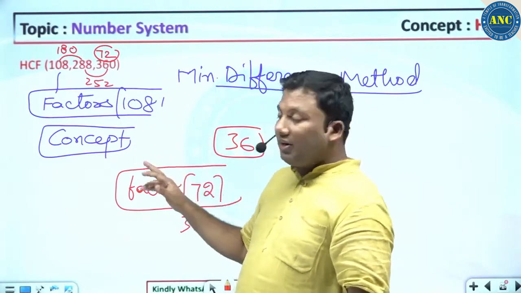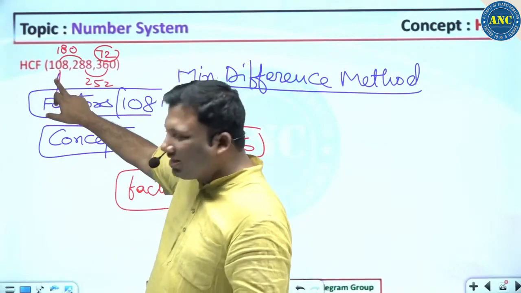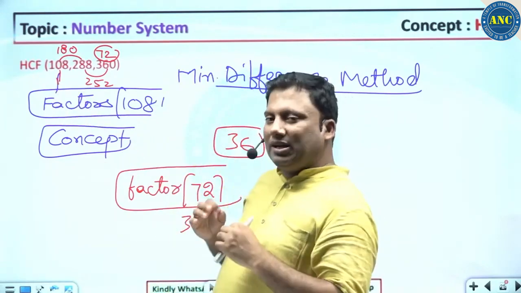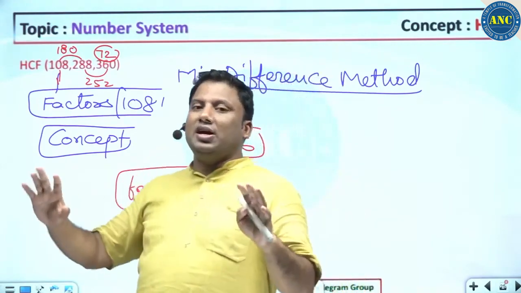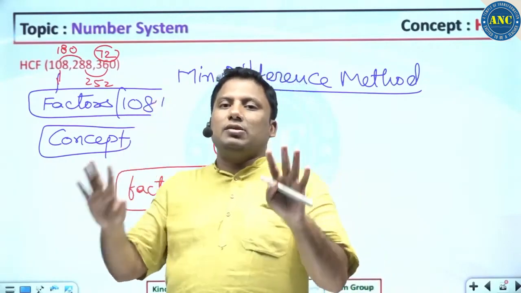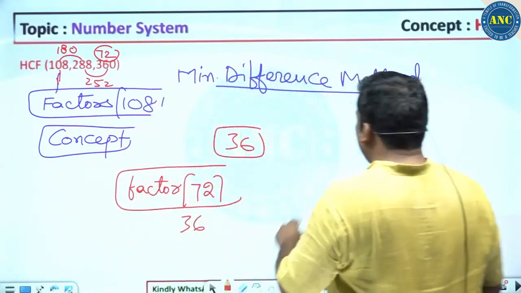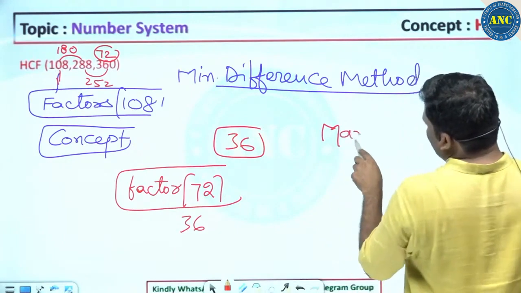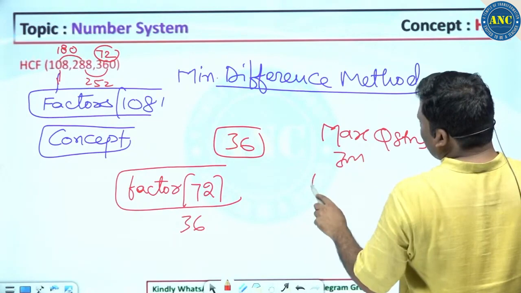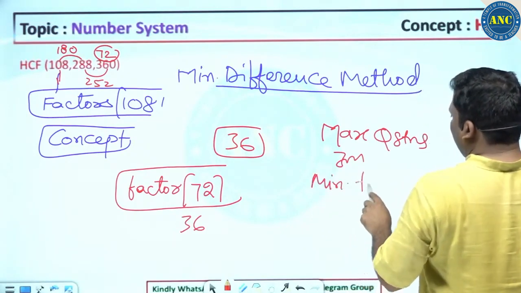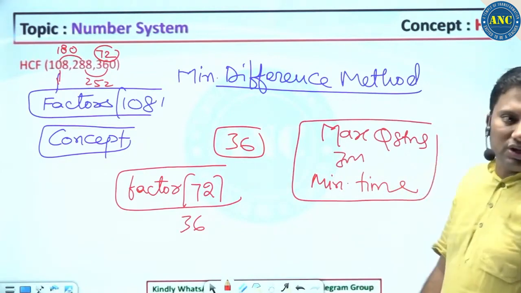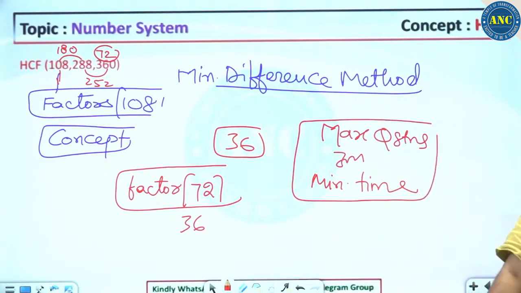For 108, 288, 360, take the minimum difference method. If I go by the smallest number, it might be a little time consuming. If you get it that way, that's fine. But anything you solve, you should ask: how should I solve the maximum questions in minimum time? This should be your agenda. Maximum questions in minimum time. I hope the idea is clear.